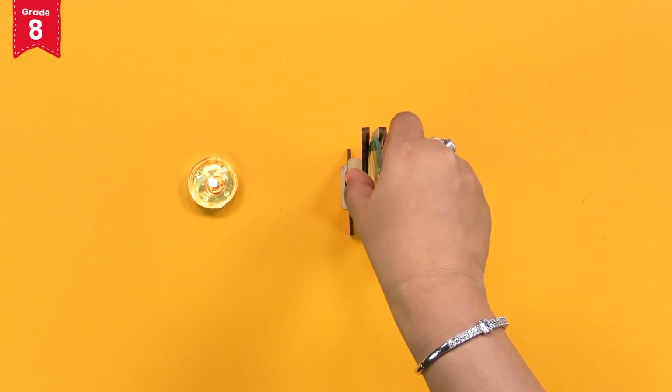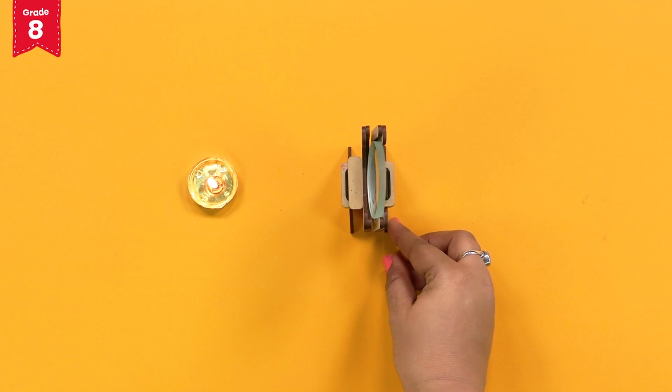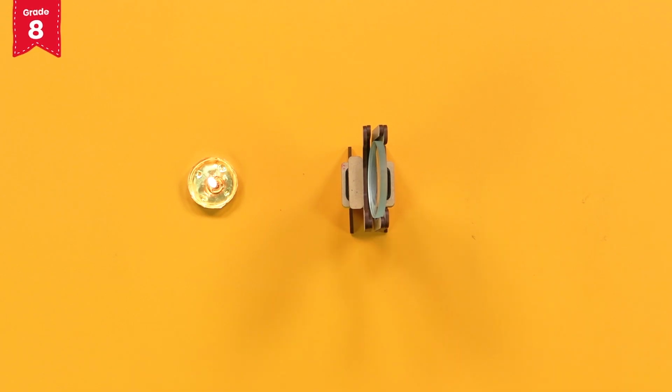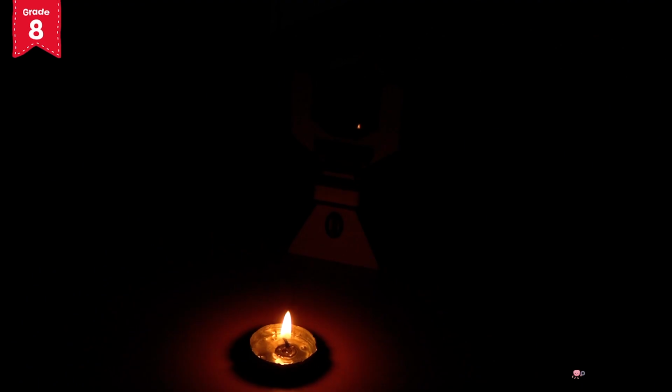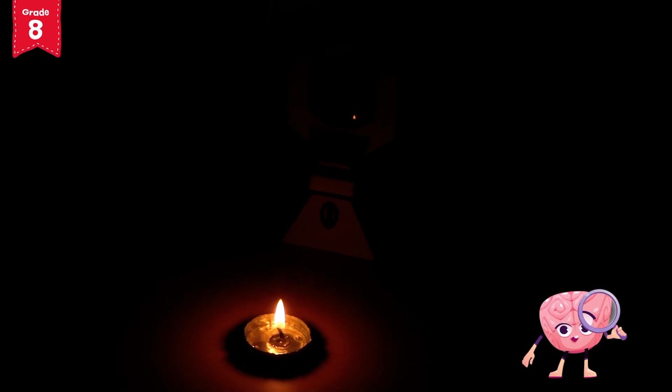Now, replace the convex lens with the concave lens. And now, let's try to find the image of the candle. You will not get its image on the sheet now, as a virtual and erect image will be formed.